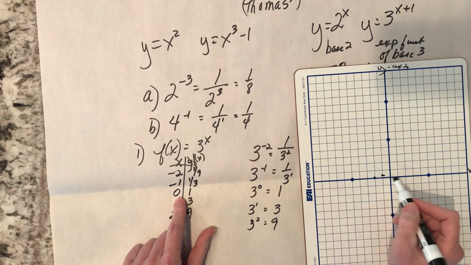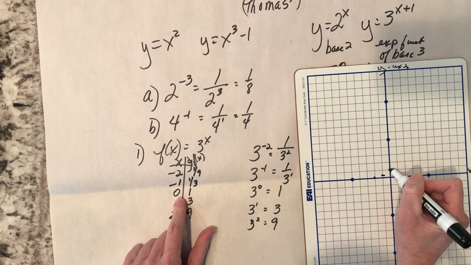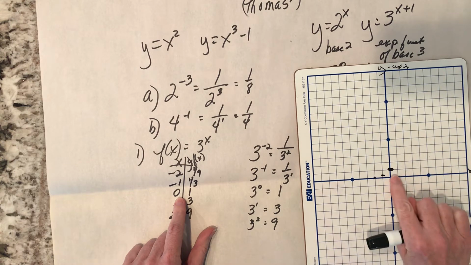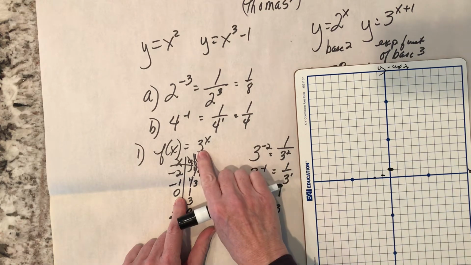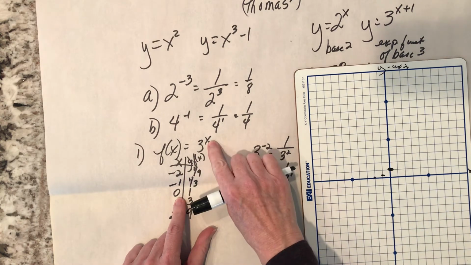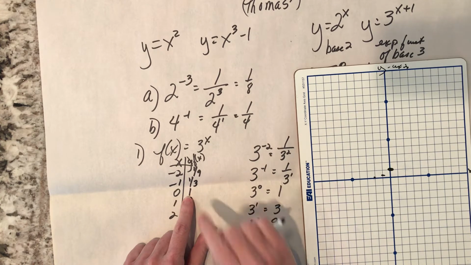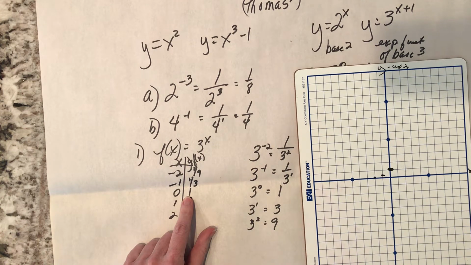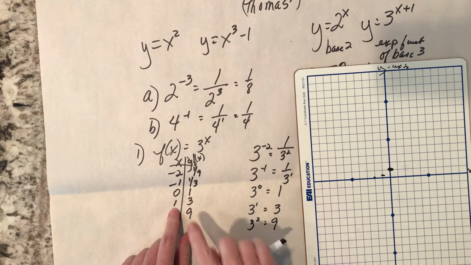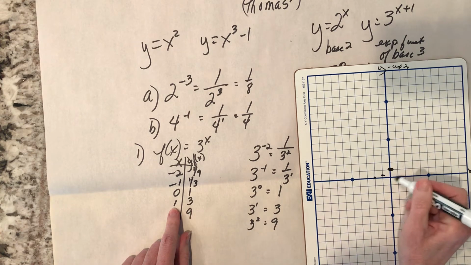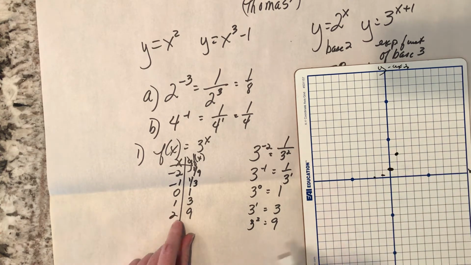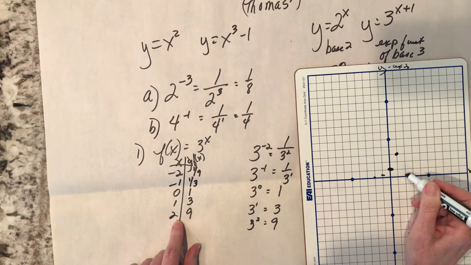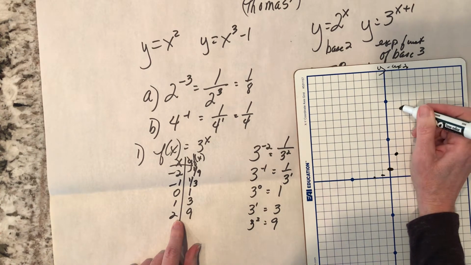0 says don't go sideways, 1 says go up 1. It's going to go through that point on every one of these graphs. That's a big deal, because whatever this number is, we're raising it to the 0 power, and we'll always get 1. If I lost you there, no problem. I'll get you on the next one. 1, 3, go out 1 and up 3. And then 2, 9, go out 2 and up 9.